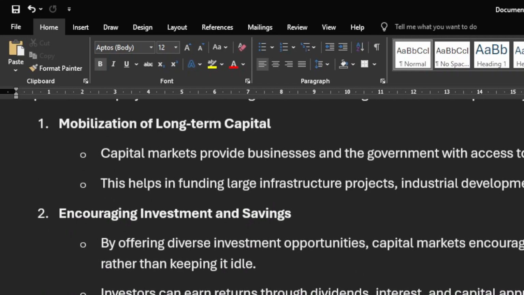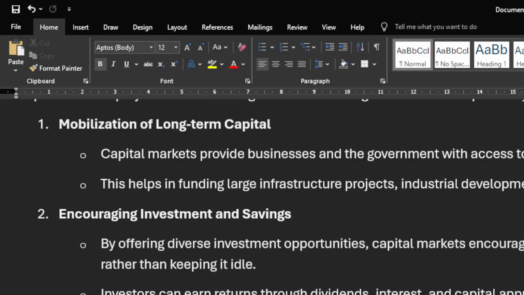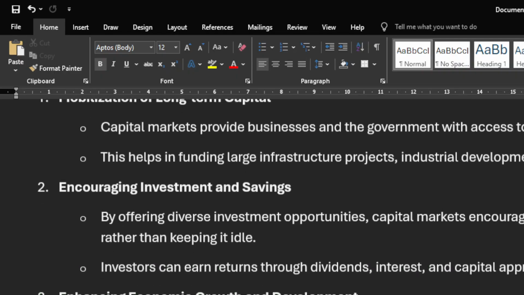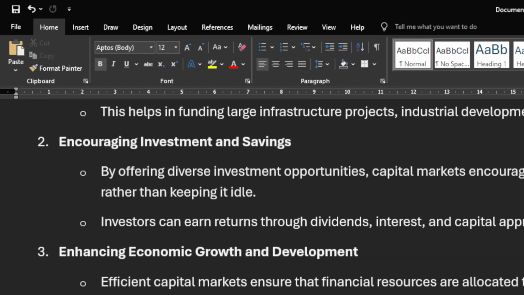4. Providing liquidity and marketability. Capital markets create a platform where investors can buy and sell financial securities easily, ensuring liquidity. Liquidity is the ease with which money changes hands. Investors can convert their assets into cash easily without significant losses.